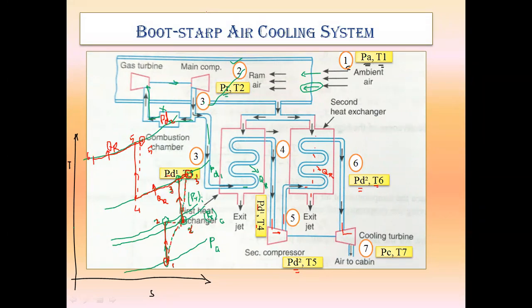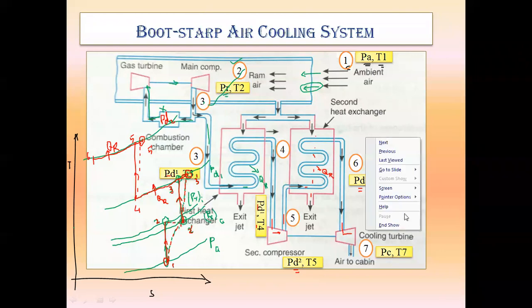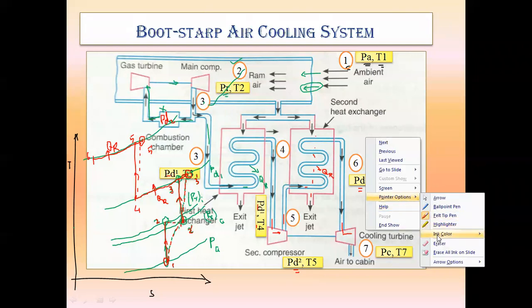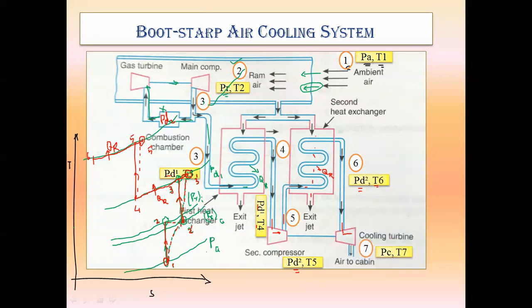So the next pressure line will be the cabin pressure line. One more pressure line I need to draw, that will be called a cabin pressure line. And at higher altitude, we know that the value of cabin pressure will be greater than the ambient pressure and less than the ram pressure. So one more pressure line I have to draw. Suppose this is the cabin pressure line.